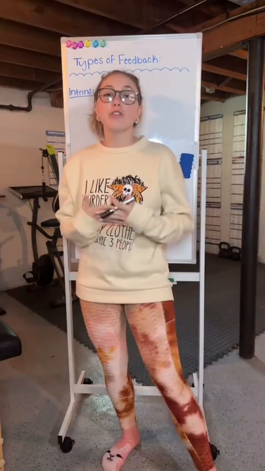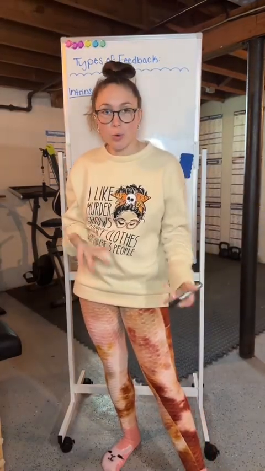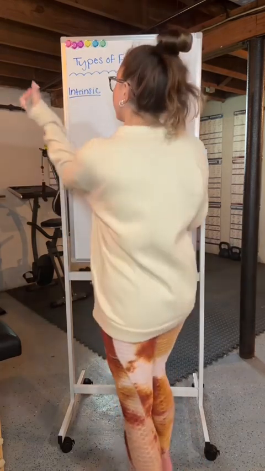For today's video, we're going to be talking about types of feedback in neuromuscular education. Let's break it down. The first type of feedback I would like to talk about today is called intrinsic feedback. Now, if you were to Google this word, it actually means belonging naturally.